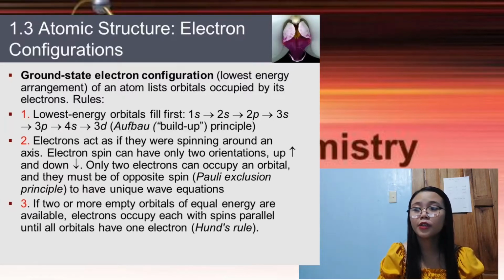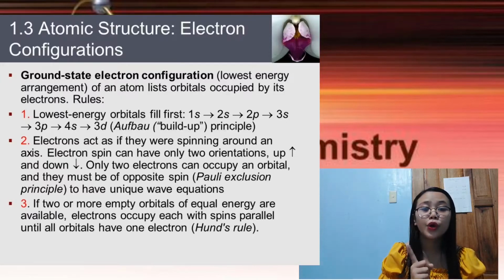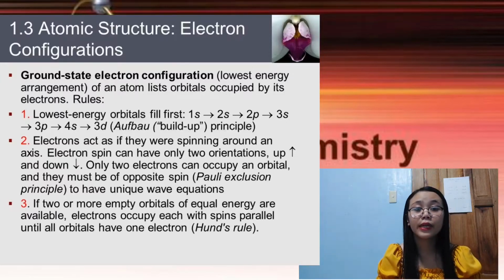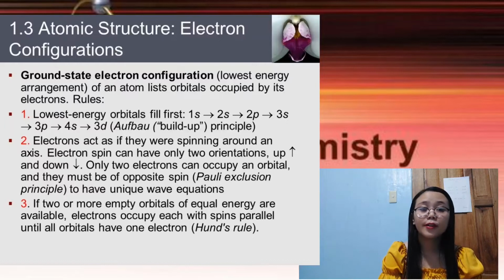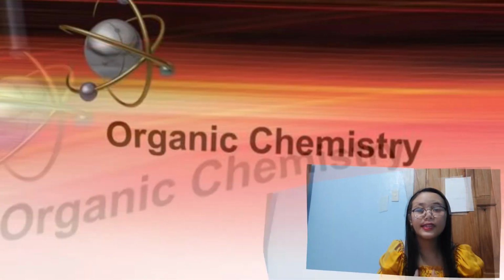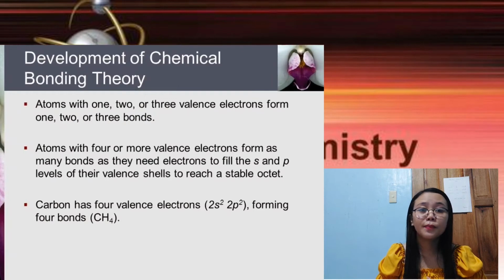And the third rule, if two or more empty orbitals of equal energy are available, electrons occupy each with spins parallel until all orbitals have one electron. And now let's proceed to the development of chemical bonding theory.